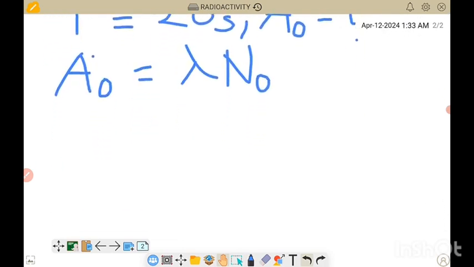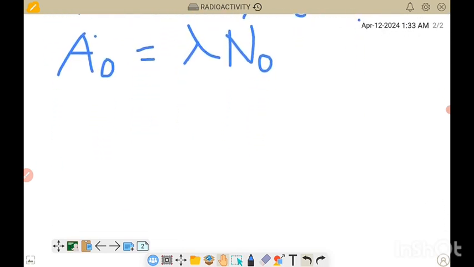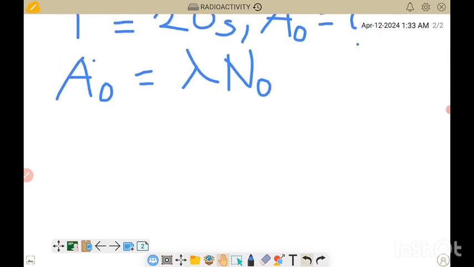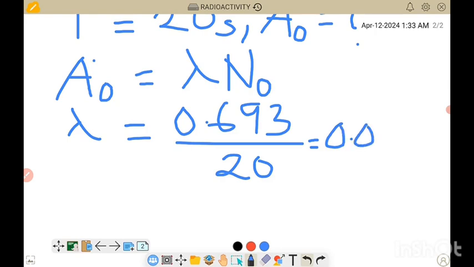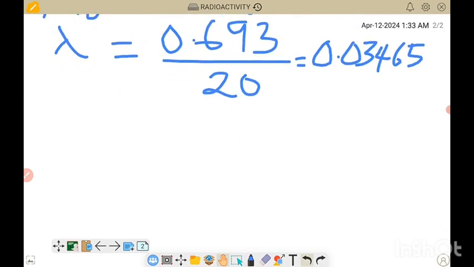First thing we just need to do here is to find our lambda, and remember that lambda is equal to 0.693 over half-life, and half-life is given as 20, which means our lambda will be equal to, if you press your calculator here, 0.03465. That will be the value of our lambda. You press your calculator with what we have here.